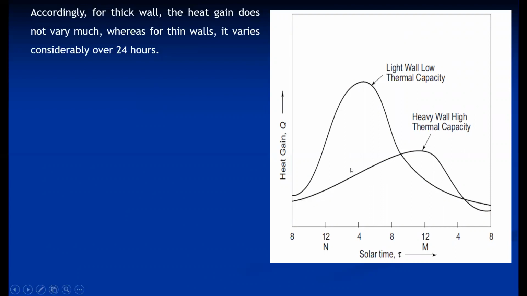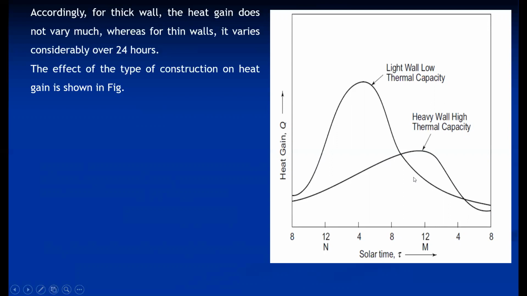Whereas for a thin wall, it varies considerably over 24 hours. So depending upon the outside temperature, if the outside fluctuation is more, the same fluctuation that we have studied is seen in the first lecture slide, that variation in 24 hours. So this generally follows the curve of outside air temperature or outside solar air temperature. The effect of type of construction on heat gain is also shown. So the light construction and heavy construction. Light construction means a light wall with low thermal conductivity. Heavy construction means a heavy wall with high thermal conductivity, as shown.